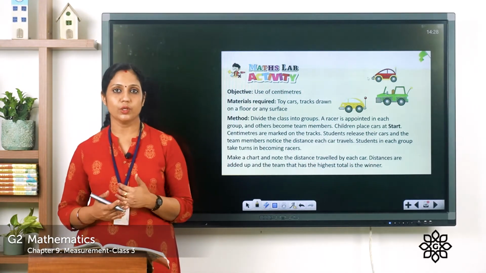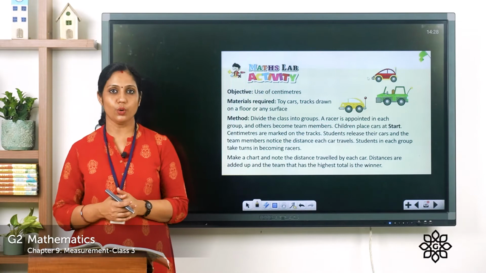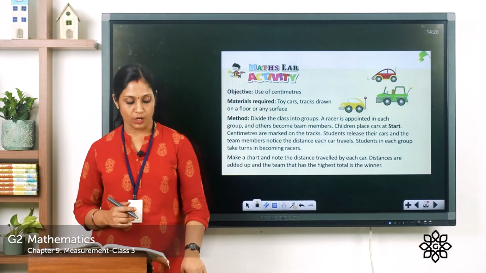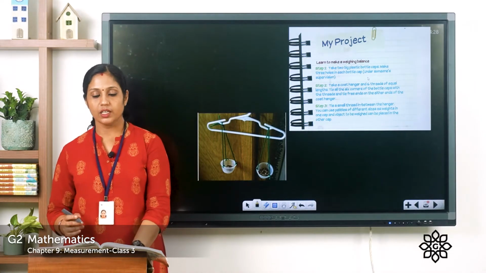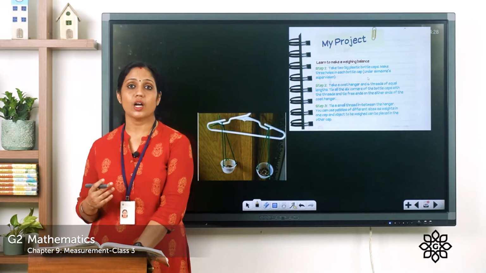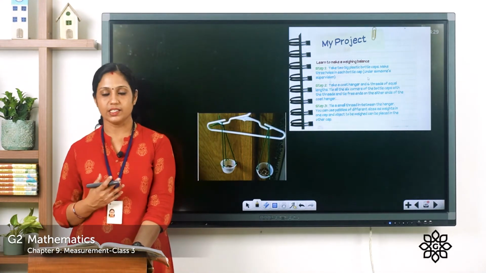Since we are not able to come to school, you can do it in your home itself. Let's move on to my project. So let's read that. Learn to make a weighing balance. So it's all about how to make a weighing balance.